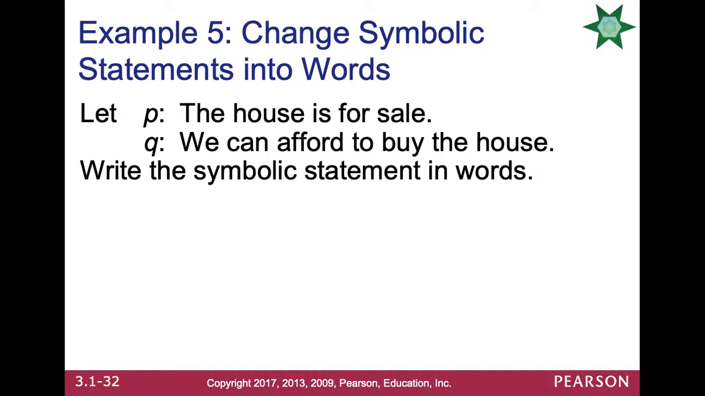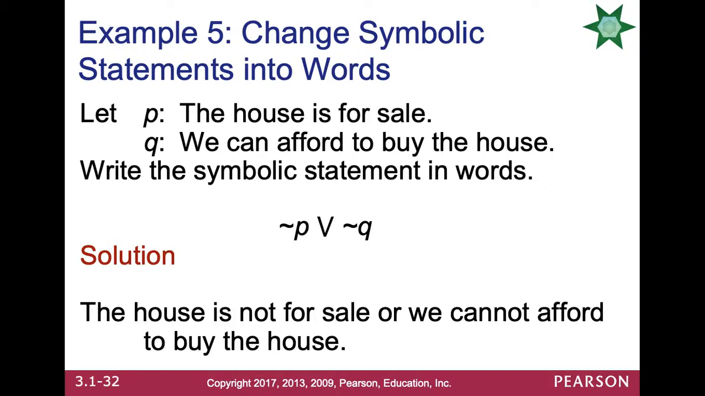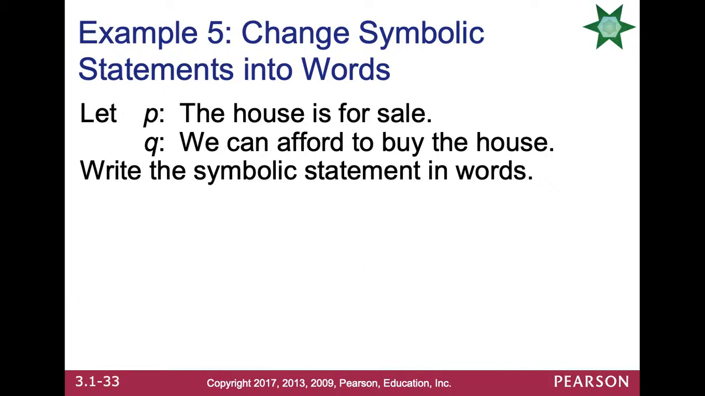So here's another way we can do this. Let's do the negation of both. The house is for sale. We can afford to buy the house. Let's do this in a negation. Not P or not Q. So the solution is that the house is not for sale, or we cannot afford to buy this house.